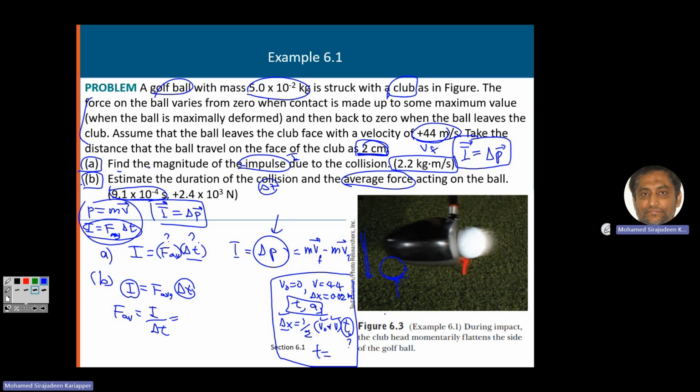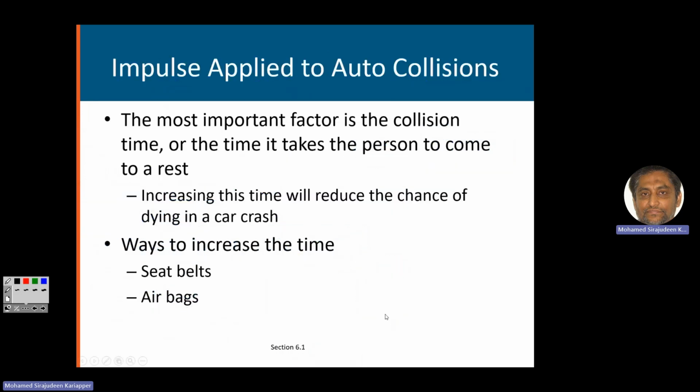I from part A, we have the answer A, 2.2 kilogram SI unit. Delta t we found here just now, 9.1 10 to the minus 4. So you will get this answer. Okay. All right, so we solved the question as well.